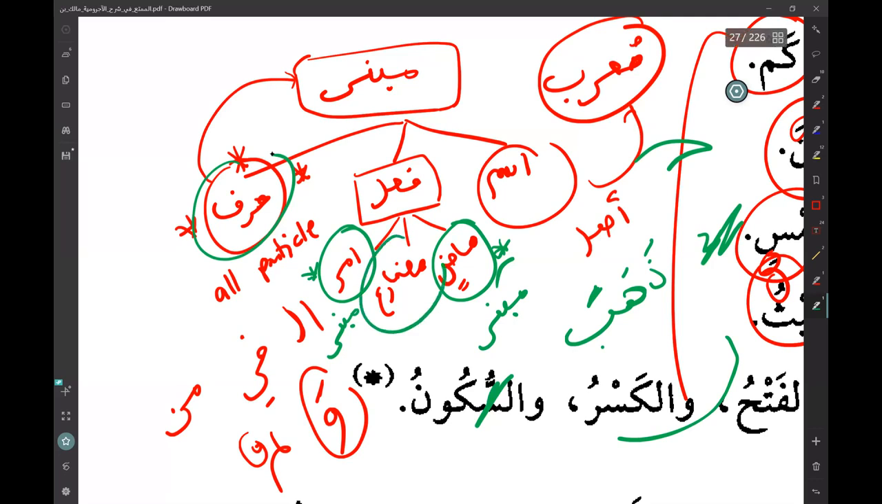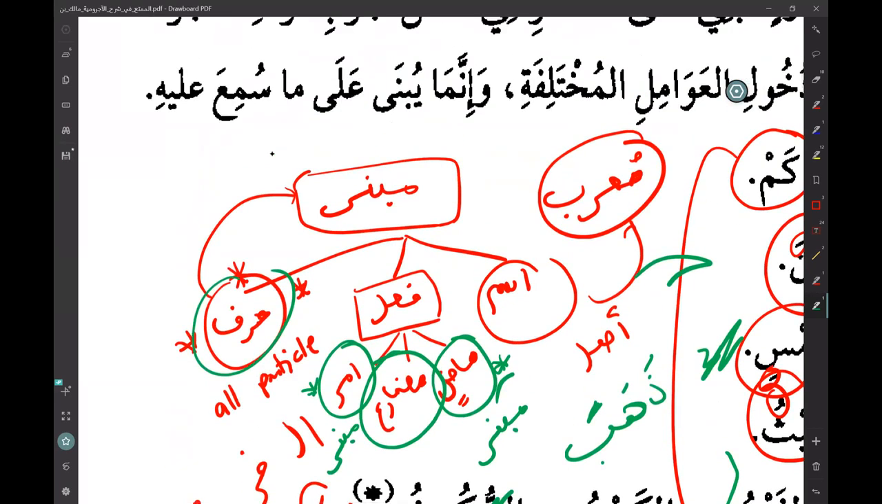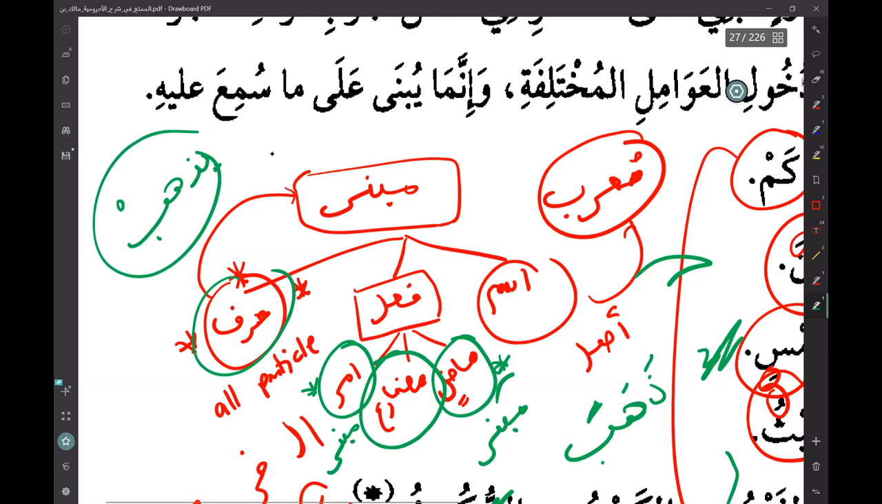Versus mudare. Mudare is not mabni. Mudare is morab. And if you guys don't know, inshallah, we will learn it, you will know that mudare can change. You can have yadhabu, it can be yadhaba, it can be yadhab. So that means this word, the ending is changing.